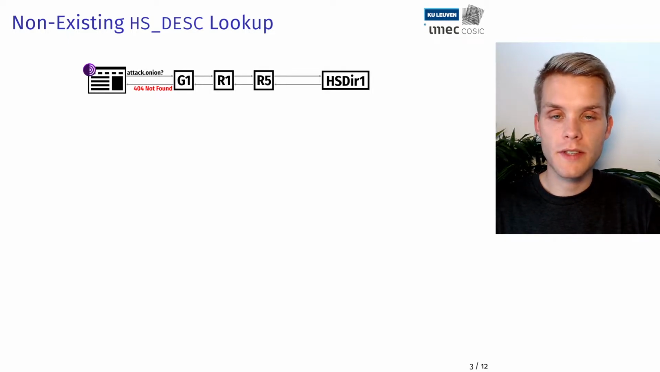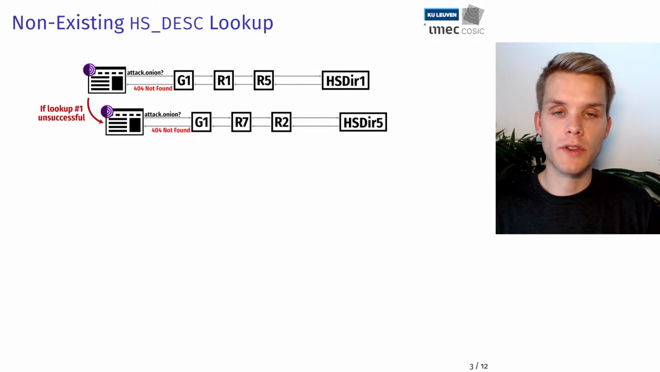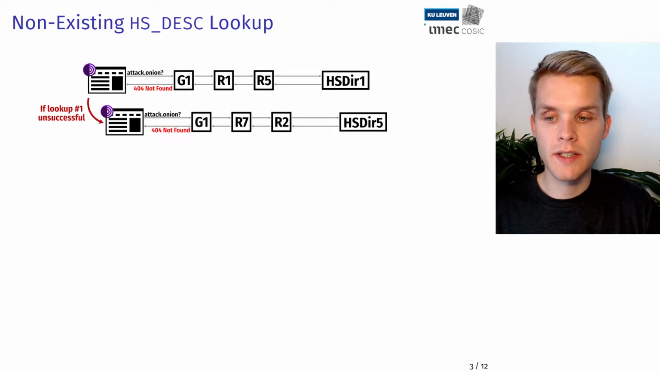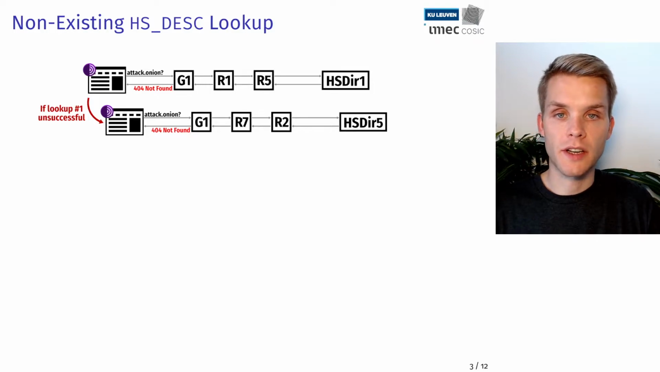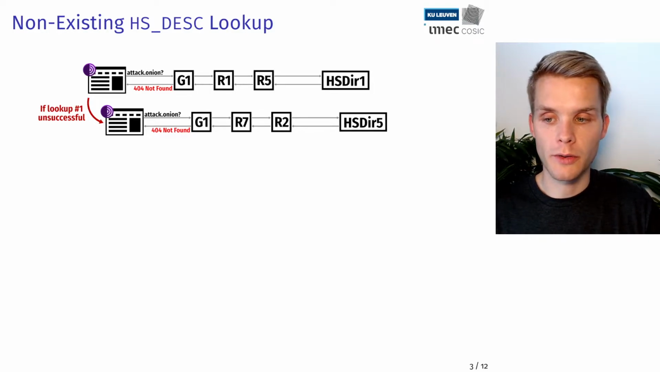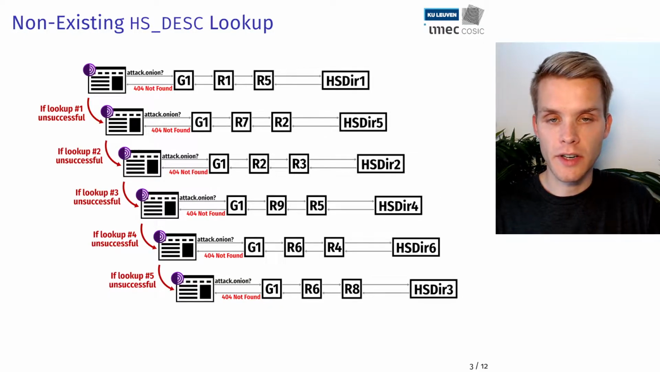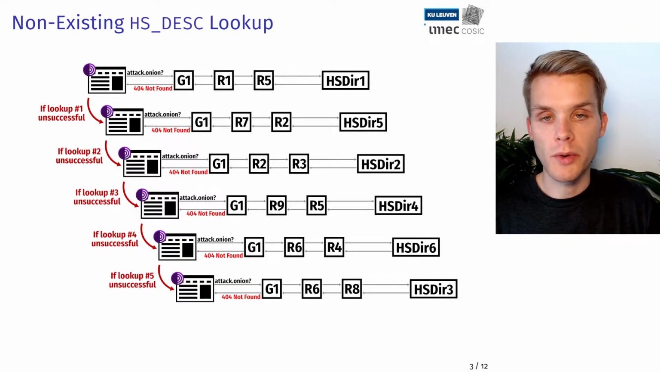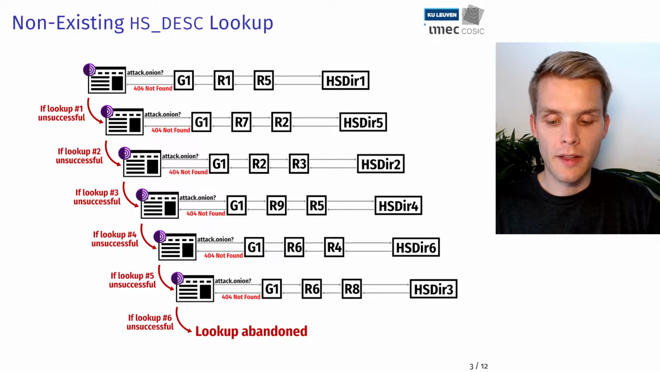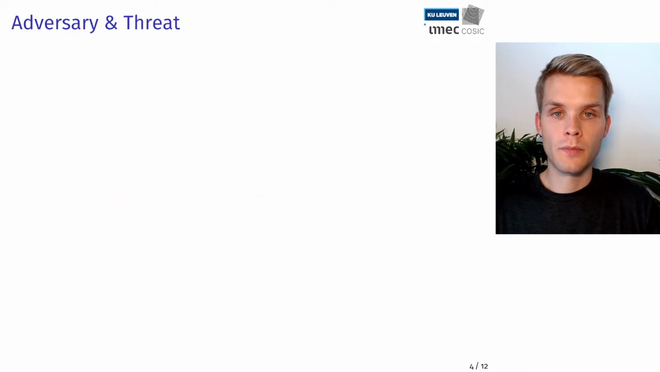When the victim receives such a response, it will continue to the next hidden service directory out of those 6 and ask again for the descriptor of attack.onion. Again, the hidden service directory does not know about this particular address, so it will respond with 404 not found. This process is repeated until all 6 hidden service directories have been contacted by the user, always receiving a negative response, and then the lookup is abandoned.